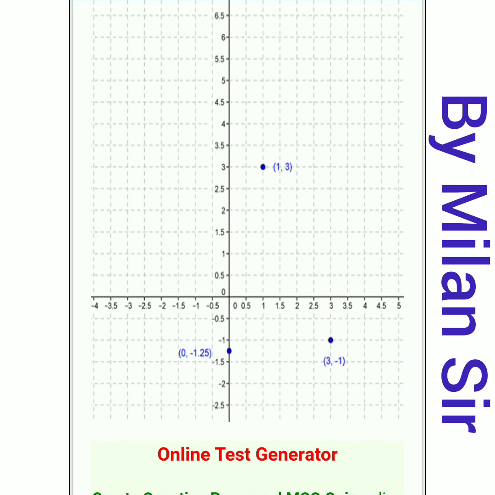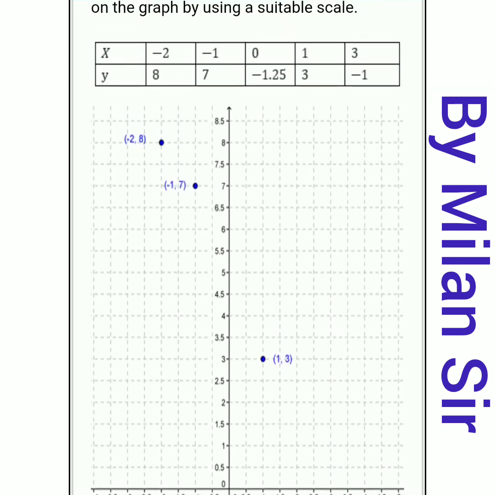So in this way we can represent our points on the graph. What we need to do: first of all we need to locate the x coordinate on the x-axis, and then we need to locate the y coordinate on the y-axis. Then from the x coordinate we need to draw a vertical line, and from the y coordinate we need to draw a horizontal line, and the intersection point of these two lines represents your point.